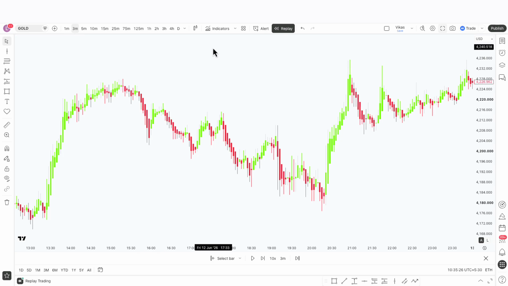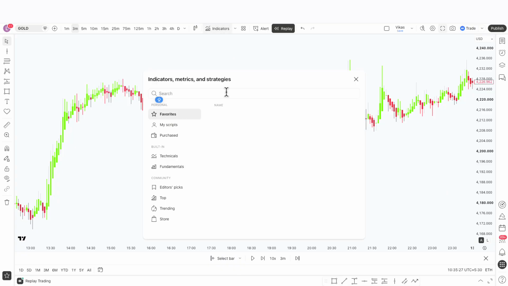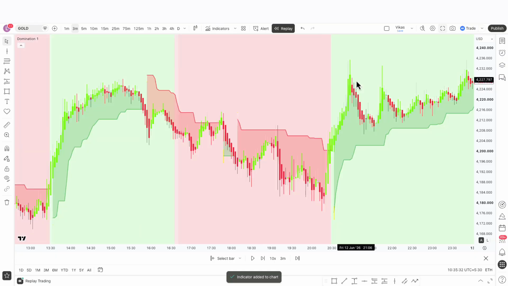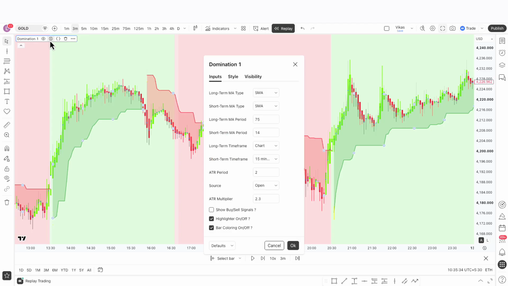Next, you'll want to find those magic indicators. Head over to the Indicators tab and search for the Domination PRO. Select the indicator made by DigiDave's data and add it to the chart. Now change the indicator settings for perfect signals.